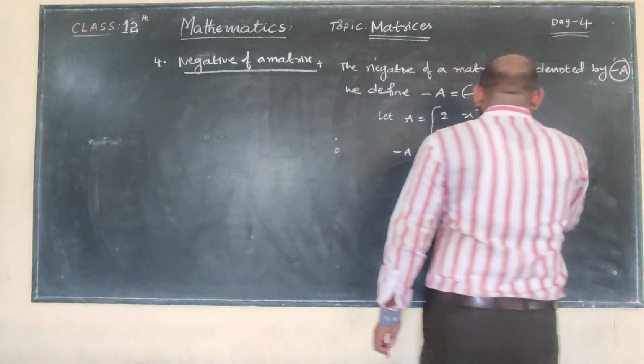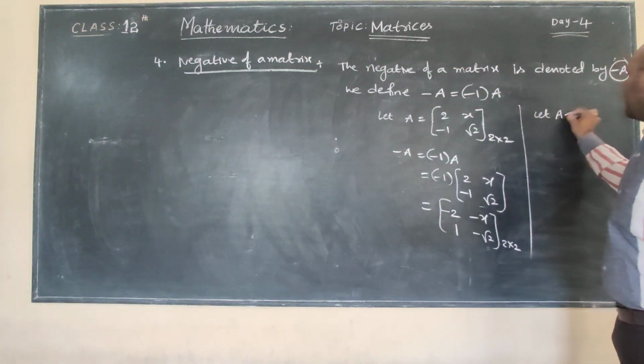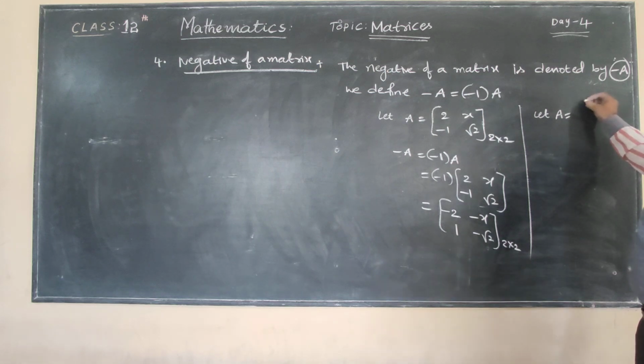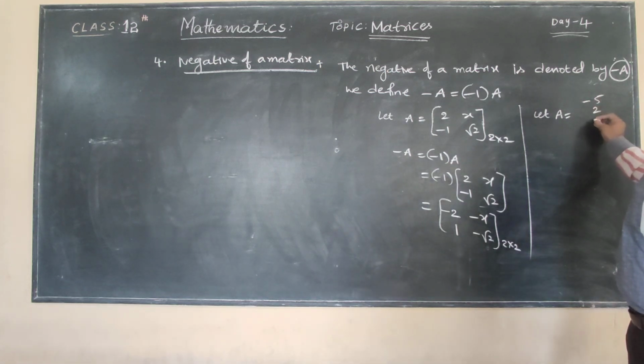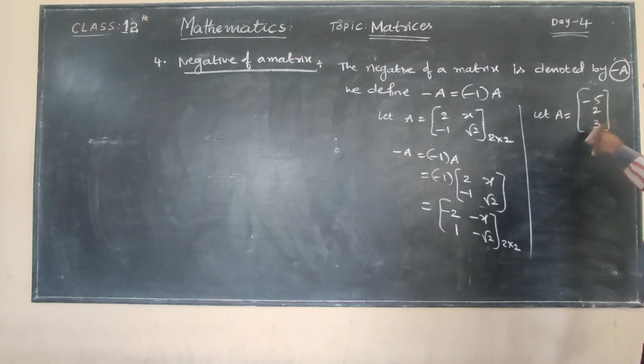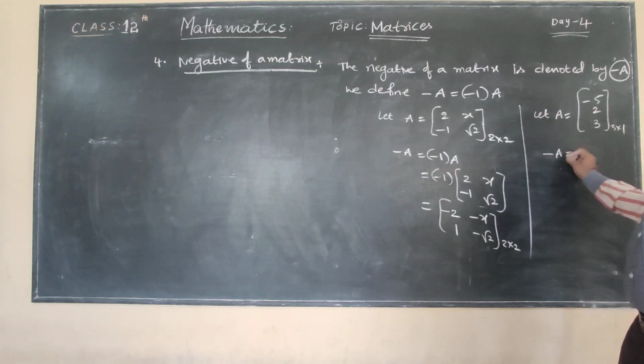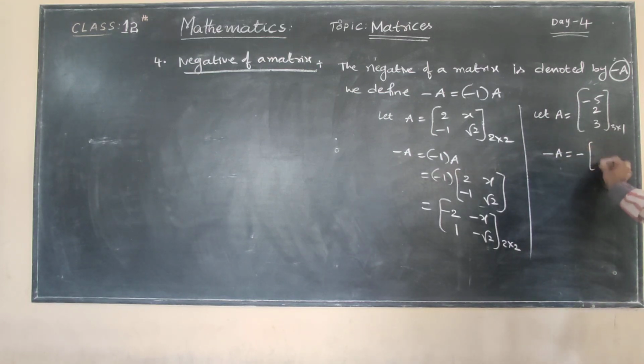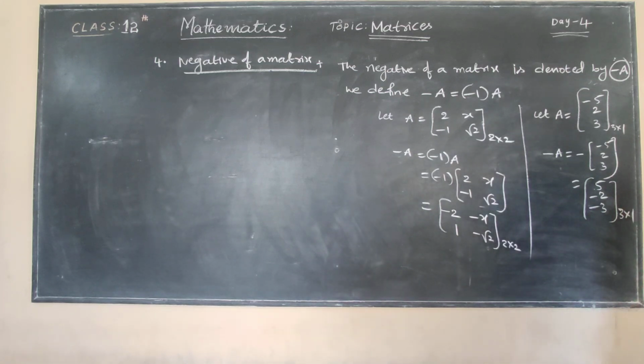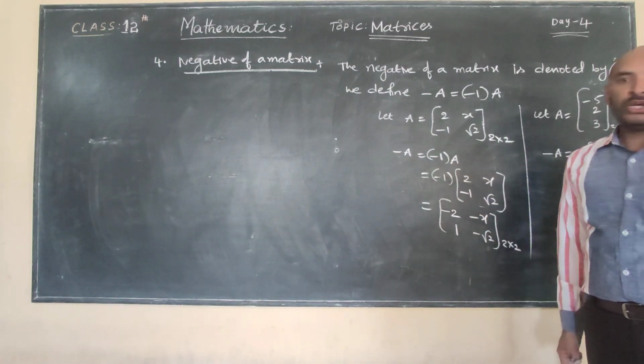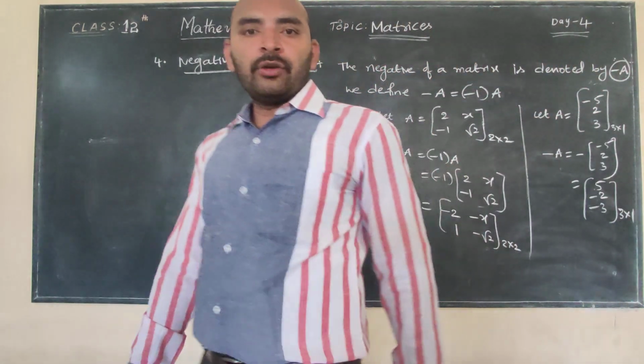For example, another example, let capital A be the matrix minus 5, 2 and 3. This matrix is a column matrix. The order is 3 cross 1. I want minus A. So minus of A is nothing but minus of minus 5, 2, 3. So multiply negative with all the given elements: plus 5, minus 2 and minus 3. So this is the order 3 rows and 1 column. This is a column matrix. This is a square matrix. You can take any matrix, and you get the negative of a matrix.